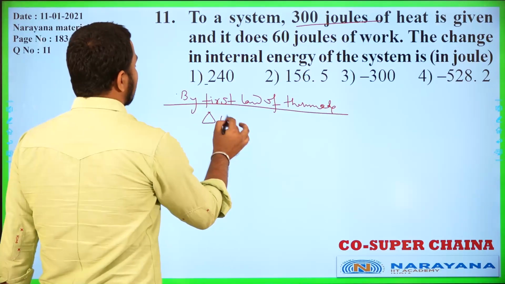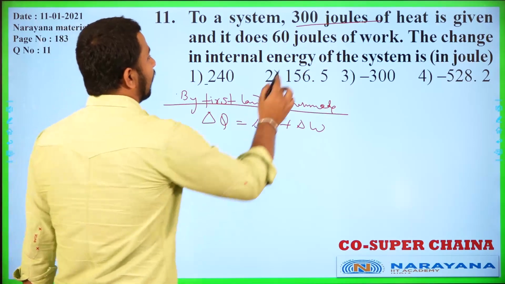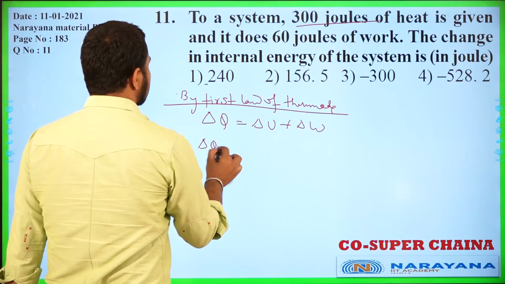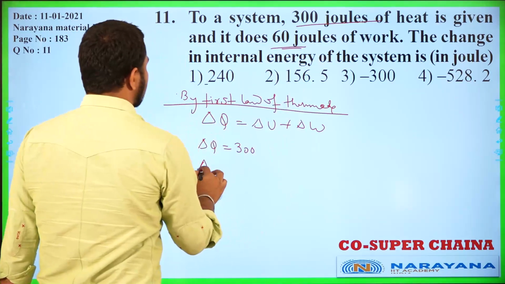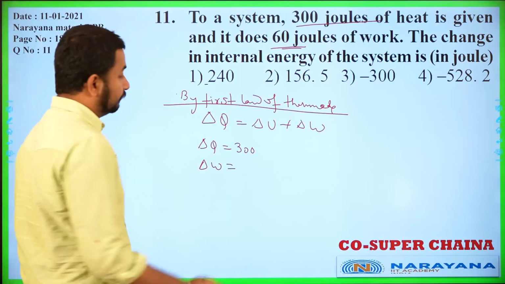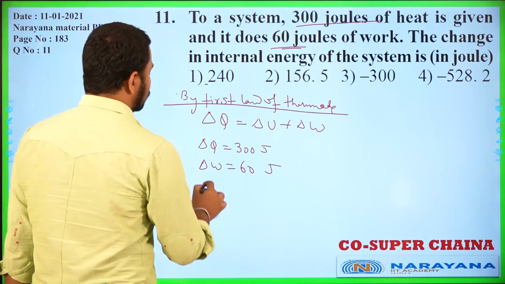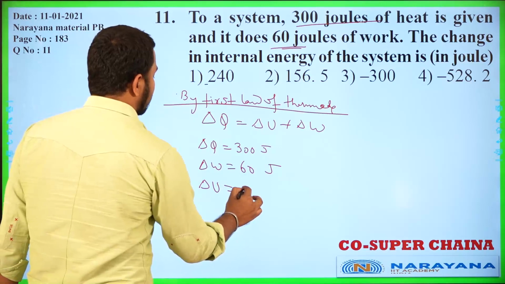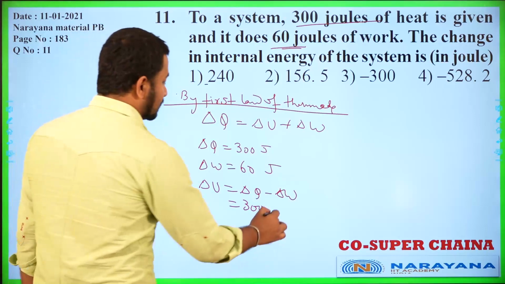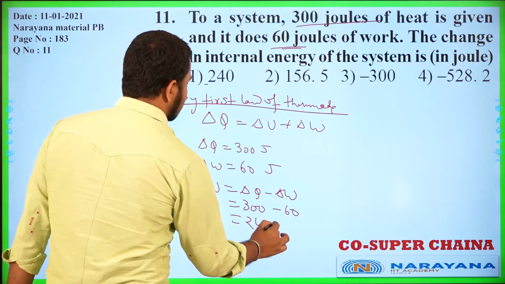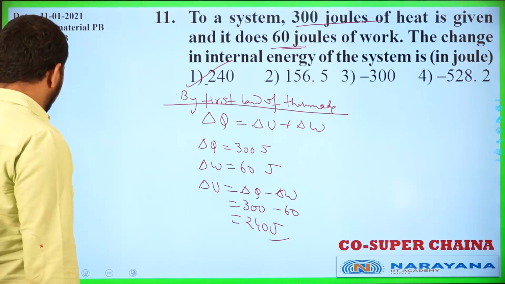By this we can write delta Q is equal to delta U plus delta W. To a system 300 joule of heat is given, so delta Q is 300, and it does 60 joule of work, so delta W is 60. These are given in joule, so we will get the answer also in joule. Delta U is equal to delta Q minus delta W, so 300 minus 60 gives 240. 240 joule will be the answer of this question, right? So we move to the next question now.